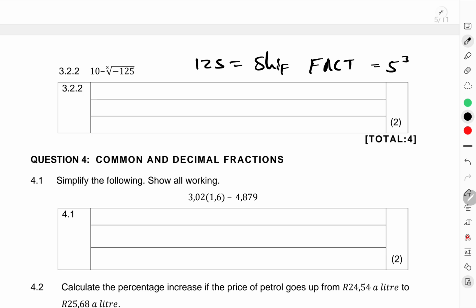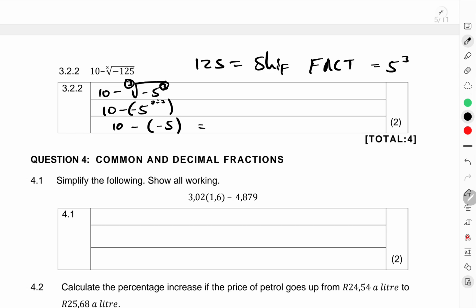Therefore, instead of rewriting 125, I'm going to say 10 minus the cube root of negative 5 to the power of 3. Now, in a cube root, we are dividing. Therefore, this number and that number over there are going to divide each other. Meaning, I'm going to have 10 minus. Now, if they are dividing each other, the cube root is going to disappear. Therefore, the 5 to the power of 3 divided by 3 is going to be 5. There's a negative here. It's going to be 10 minus negative 5.